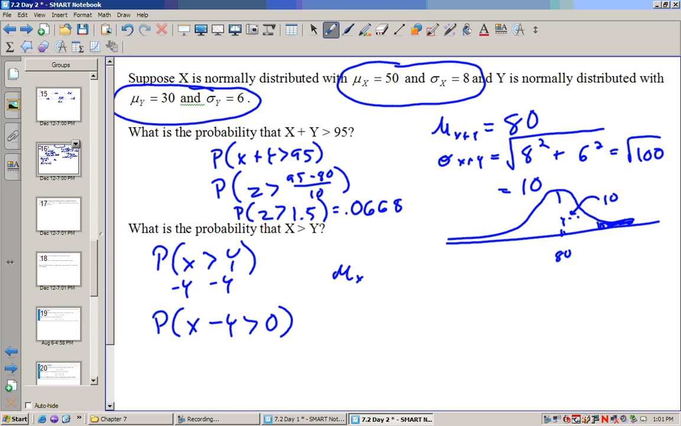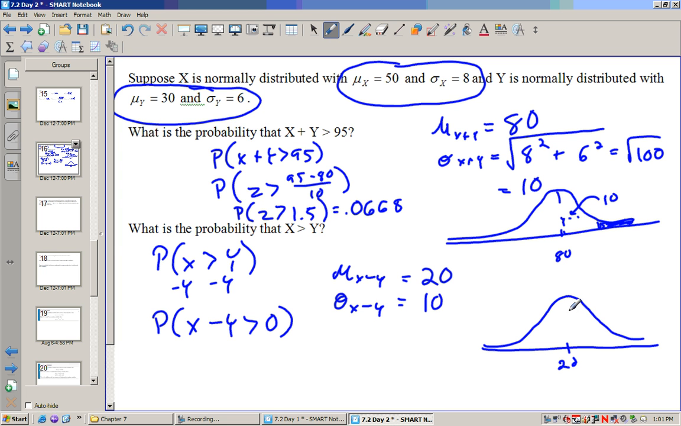Now we have to find the mean of x minus y and the standard deviation of x minus y. Well, for the mean of x minus y, we just take the mean of x minus the mean of y, which will be 20. The standard deviation of x minus y is going to be the same thing as the standard deviation of x plus y. One number squared plus the other number squared and square root it. So that would be 10. So we do the problem again with a new mean of 20, and the standard deviation is still 10. And we want to find the probability that it is greater than 0. Greater than 0 is over here. So that's pretty likely. There's a pretty good chance that this is going to happen.